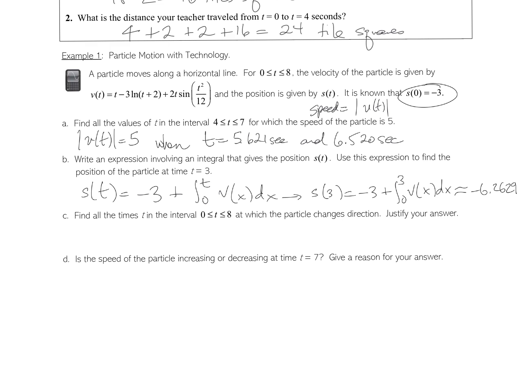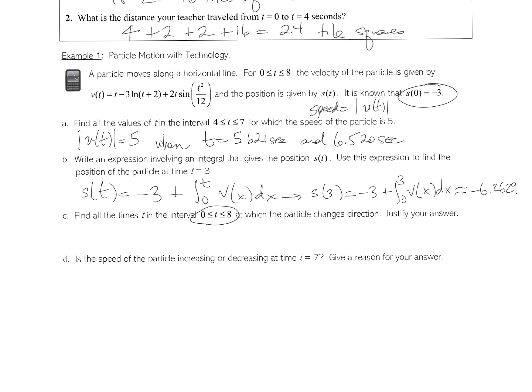Find all times t in the interval from 0 to 8 at which the particle changes direction. Justify your answer. So the thing you have to realize is the particle changes direction when v of t changes sign. So we need to look on the graph of where it crosses and changes sign from 0 to 8. So I'll give you a second to look on your calculator for that. Make sure when you're looking at your calculator as well that you change your window settings so you can see from 0 to 8.